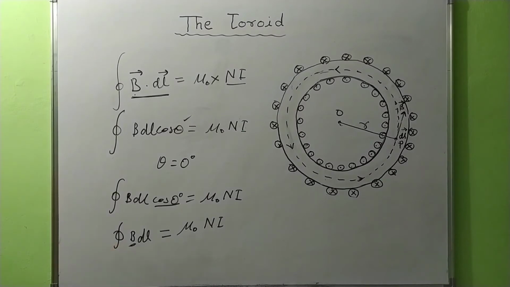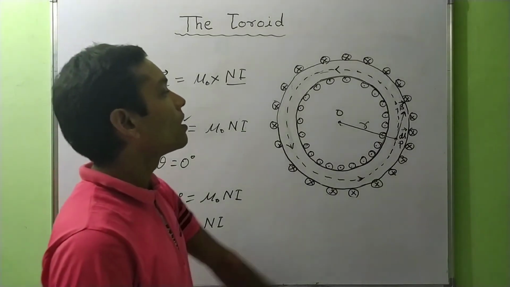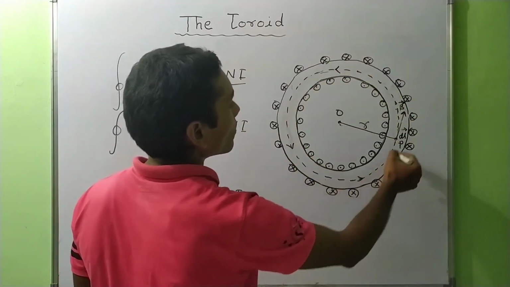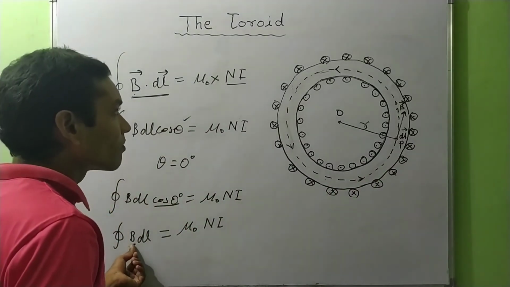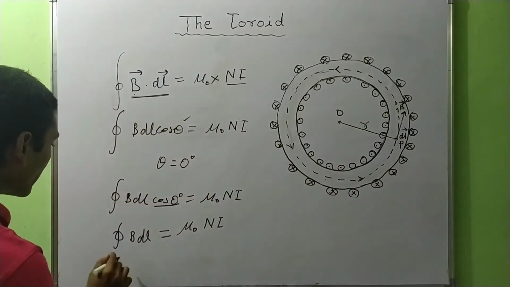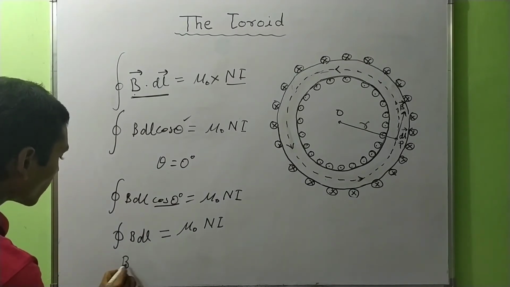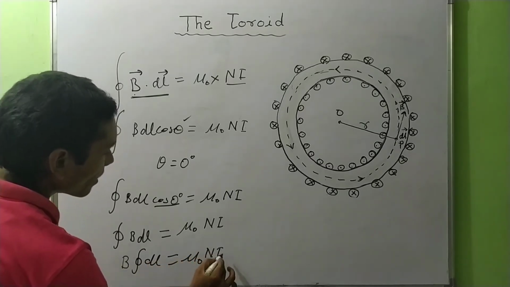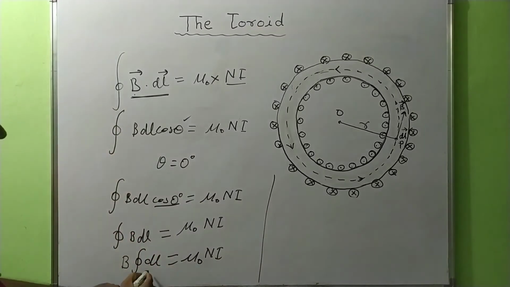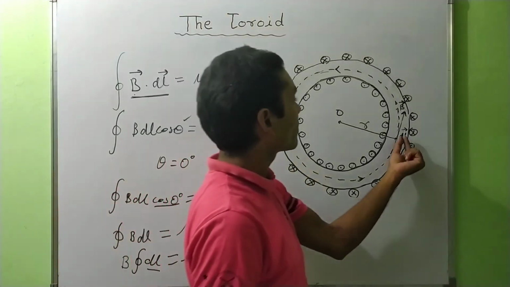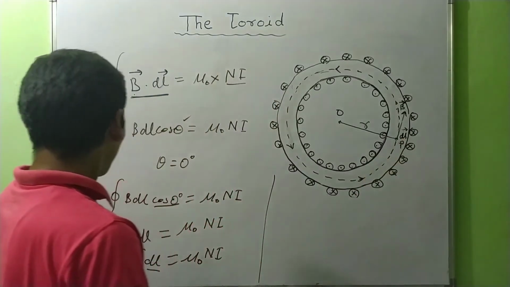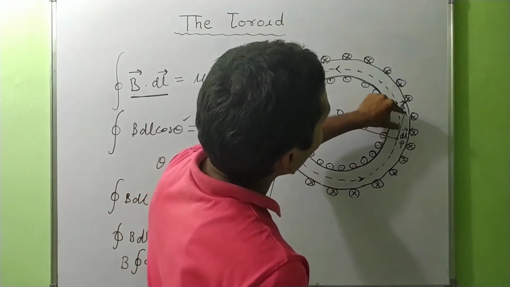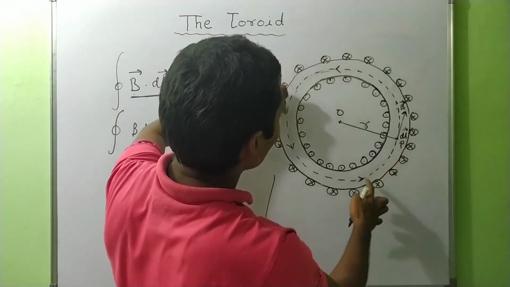This B is the magnitude of the magnetic field at every point on the circular Amperian loop. That's why this is a constant value for this circular loop, so it can be taken as common. So B integral dl will be equal to mu naught NI. And here dl is the length of this small element at point P, and integral dl shows the total length of all the small elements.